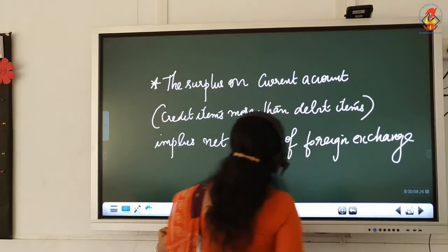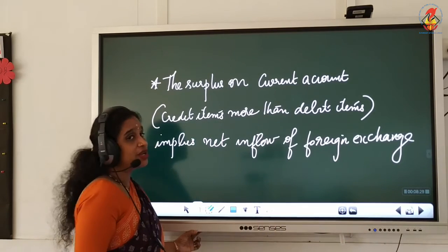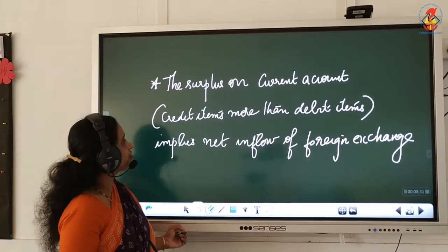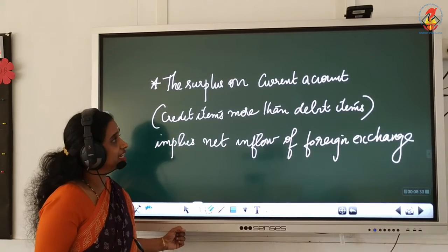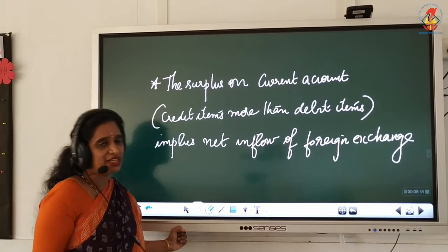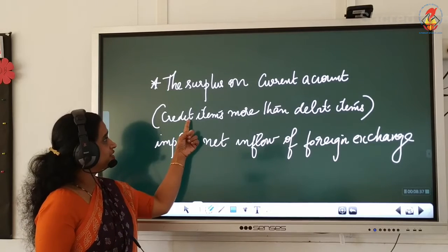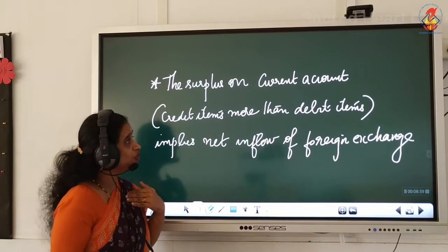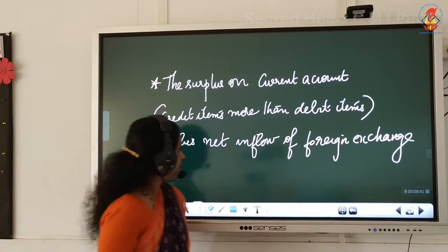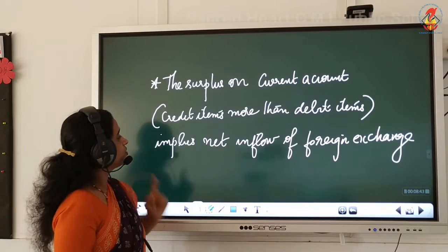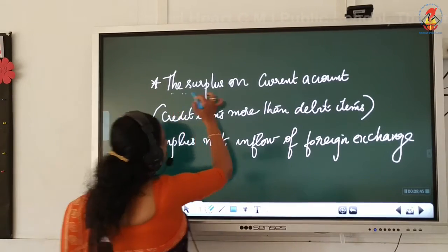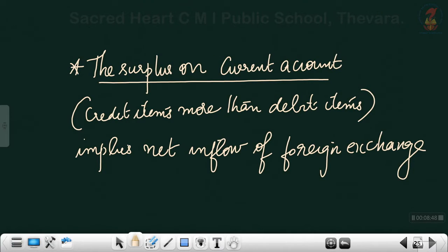Next, the surplus on the current account. We have a surplus when the credit items are more than the debit items. Credit means what? Inflow of money is more than outflow of money. So a surplus of the current account means credit items are more than debit items. It implies a net inflow of foreign exchange.